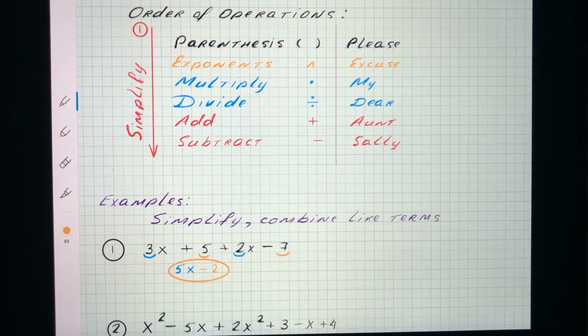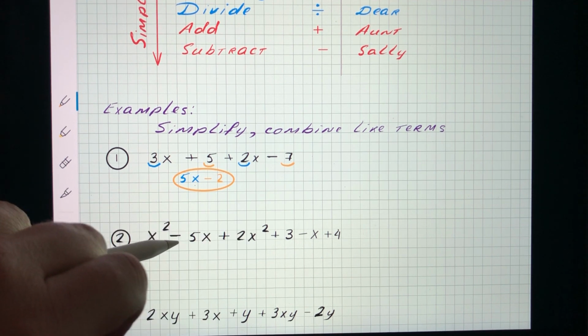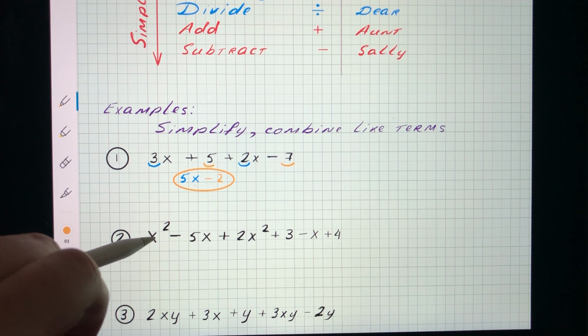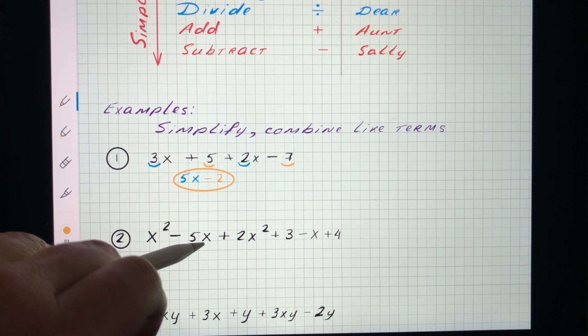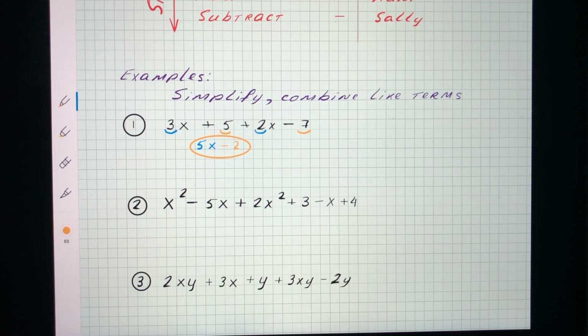Now let's look at the next example. Here we have x's, but they have different exponents. When they have the same powers, these are like terms. But the x squared and the x, these are not like terms. So let's simplify and combine the like terms. When there is no number in the front, that means 1. So we have 1x squared plus 2x squared. 1 plus 2 makes 3, so we have 3x squared.